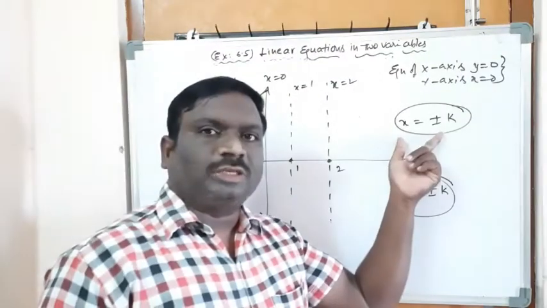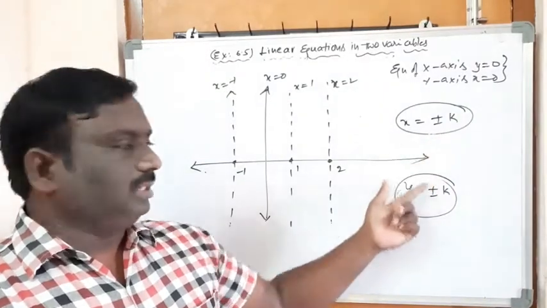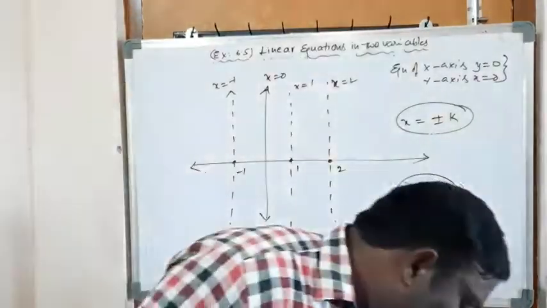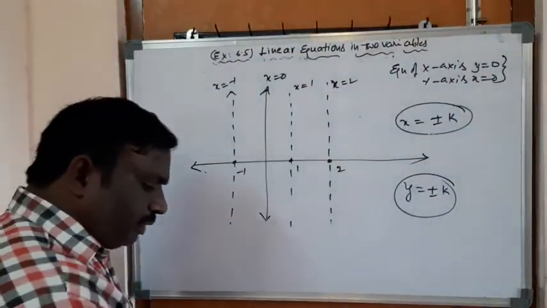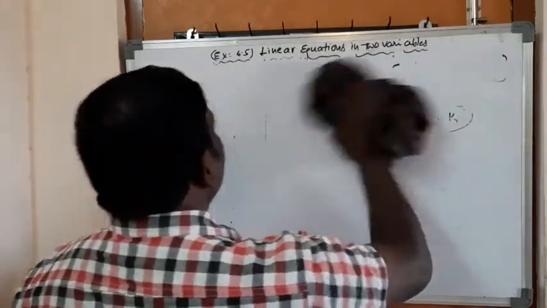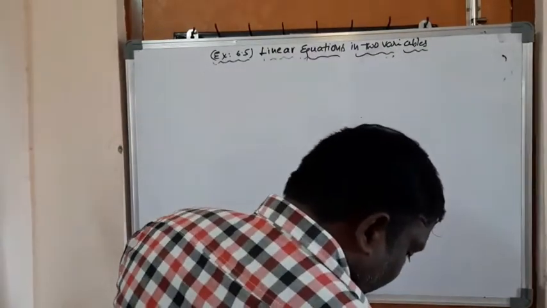This is a line which is parallel to the y-axis. This is a line which is parallel to the x-axis. Okay, so now we can do the questions from exercise 6.5. There are 6 questions. Based on these 4 points, we can do the remaining questions.